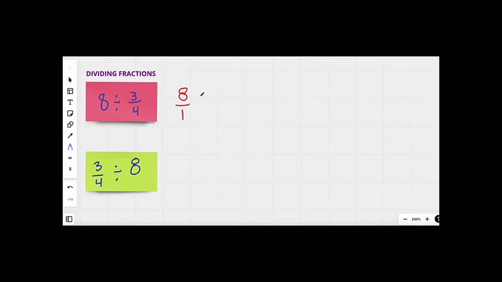Then we know that in a division, the next step is to change the sign to multiplication because that's what's going to happen. And then we're going to flip the second fraction. So our 3/4 becomes 4/3 because the bottom goes to the top and the top goes to the bottom. Now, do we have the option to reduce before we proceed? No, there is no number that would fit into both 1 and 4, and there isn't a number that would fit into both 8 and 3. So we're ready to continue, which means that we can multiply the top by the top and the bottom by the bottom. So this becomes 32 over 3.